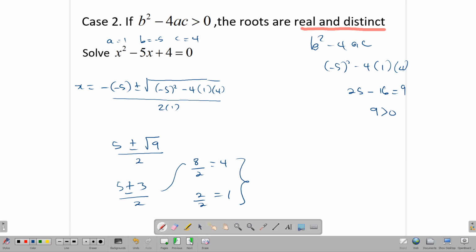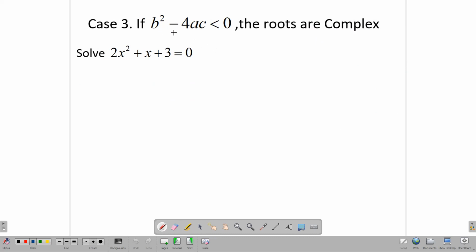Now let's look at our third case. If the discriminant is negative, then the roots are complex.